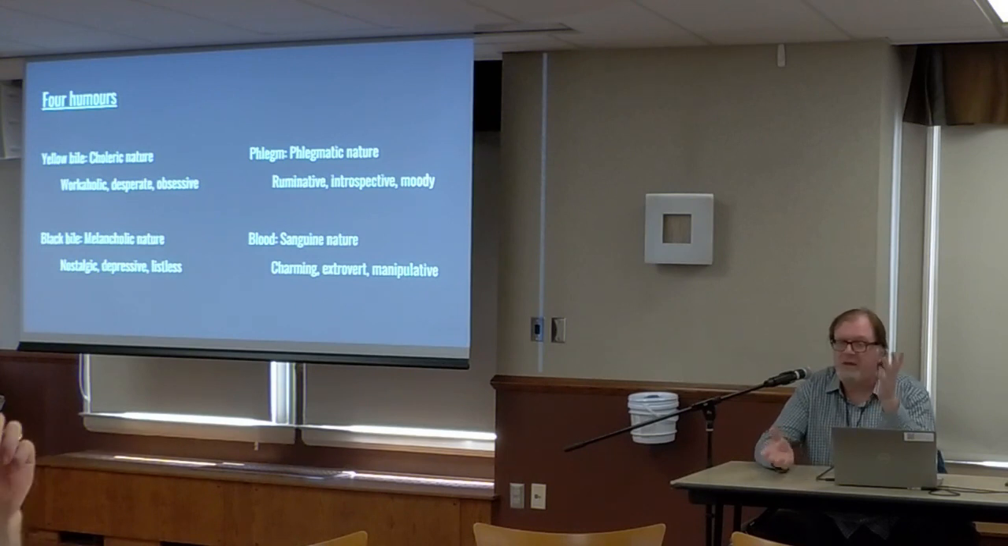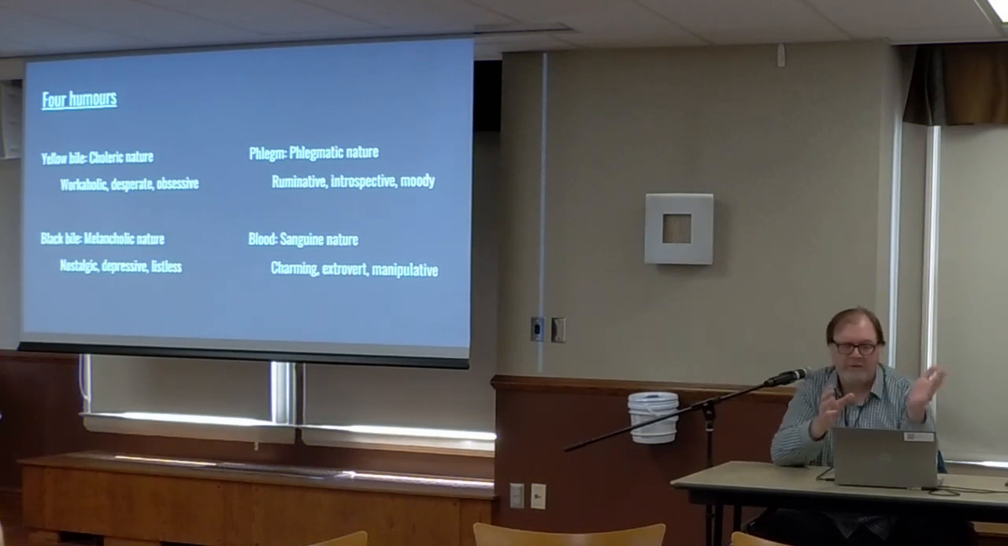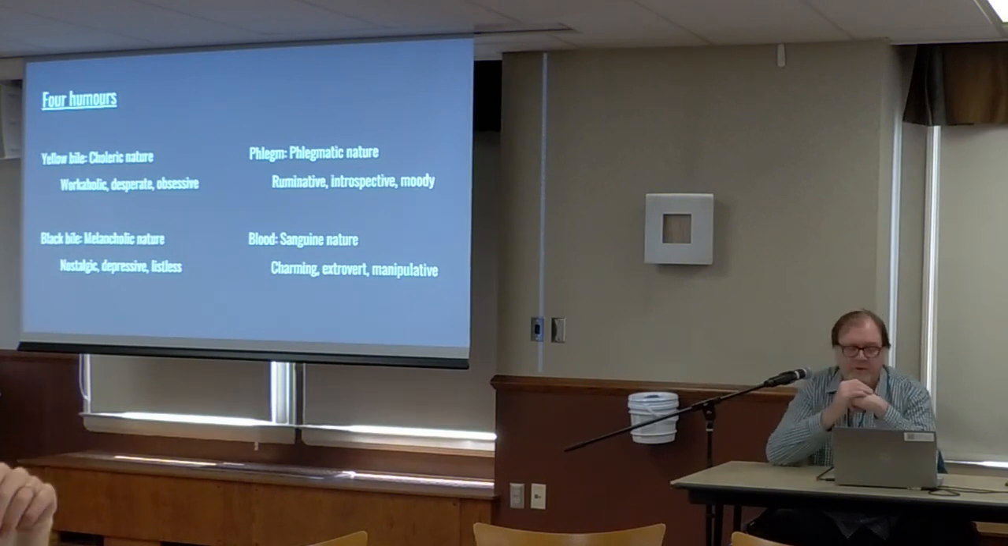And you see this all throughout literature, throughout history. The ancient Greeks would use this system in their plays. A character would be identified as choleric, and they would act that way, or a character was identified as having too much blood, and they were the extrovert, and so forth. Even in Shakespeare's time, this was being used and recognized.